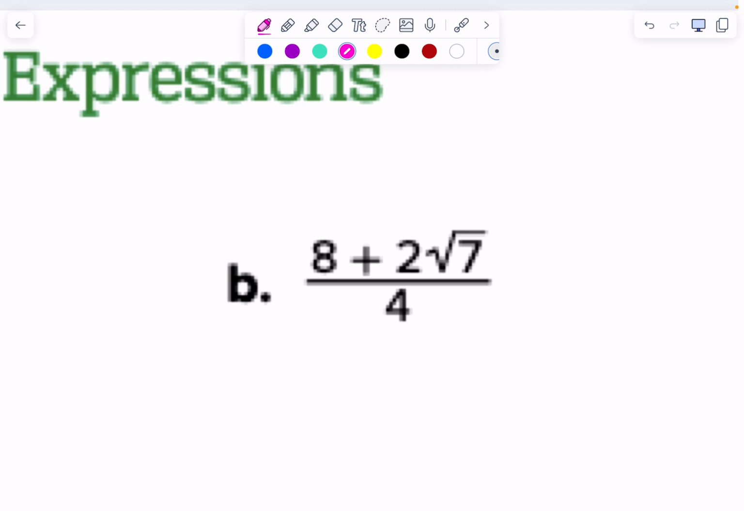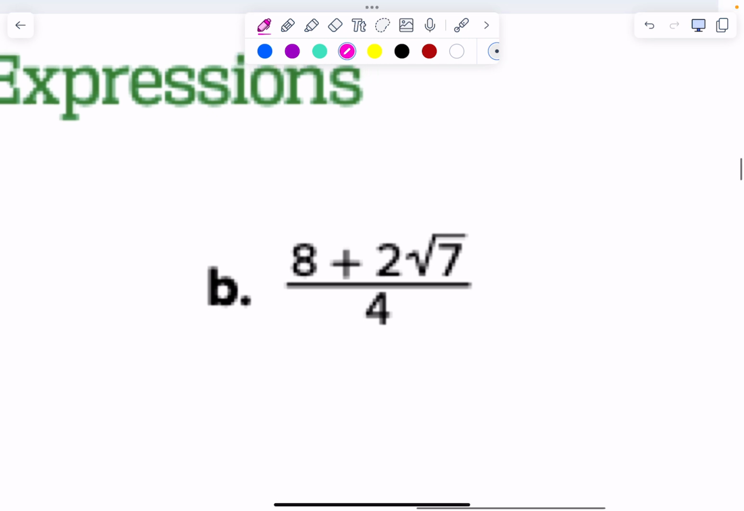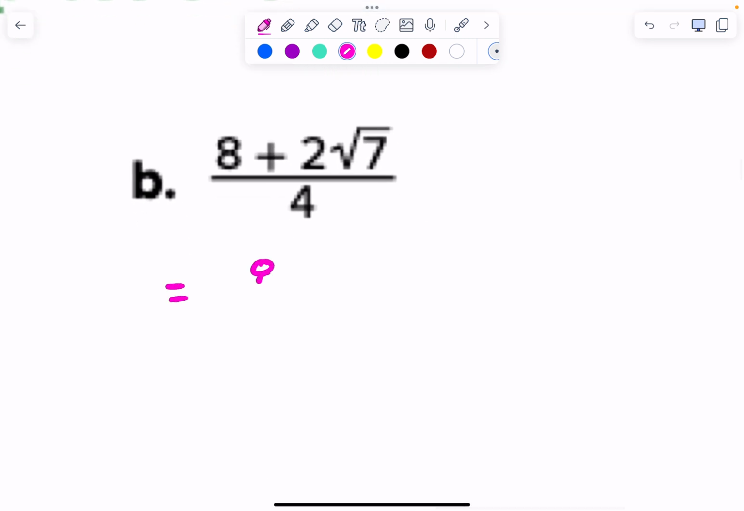Divided by 4. When you're dividing by a number, this is the way that this operates. Ready? This is the same thing as 8 over 4 plus 2 square roots of 7 over 4. Right? I can break those down into 2 pieces, kind of like you can put them over top of one root. Okay, so now I can reduce.